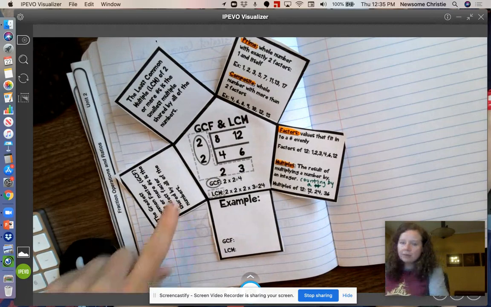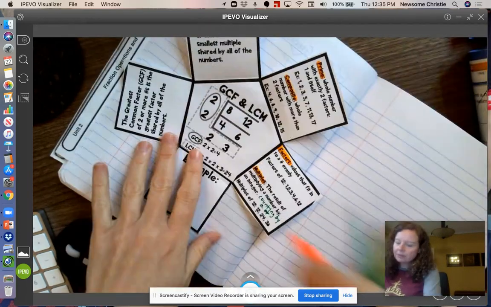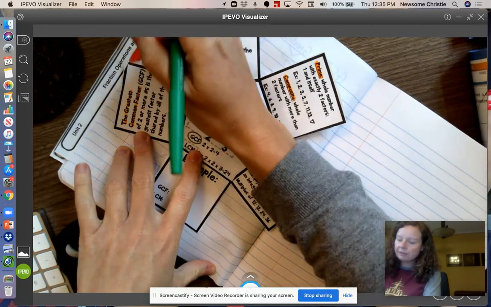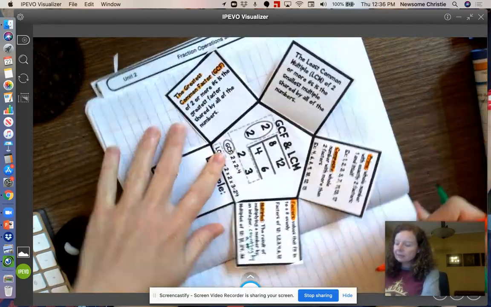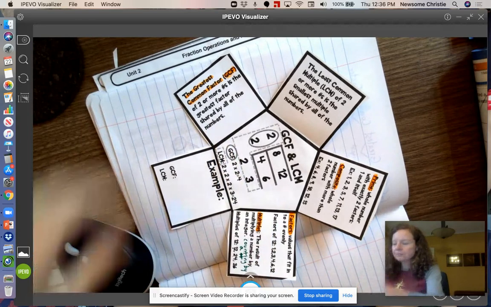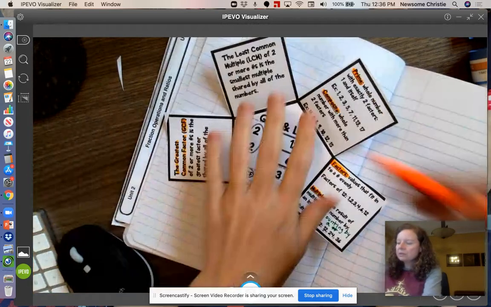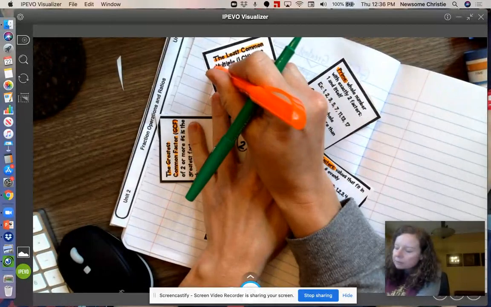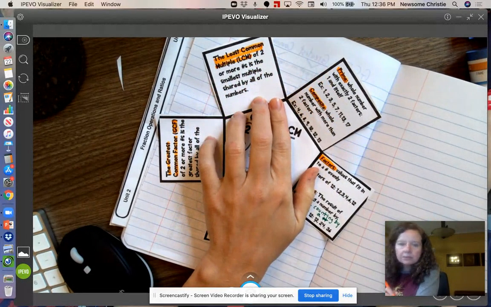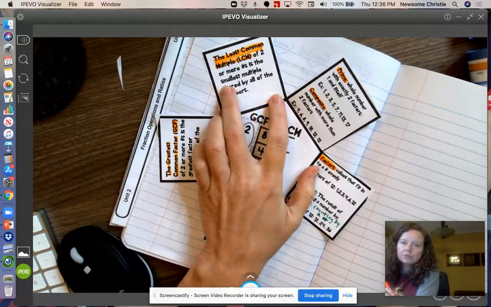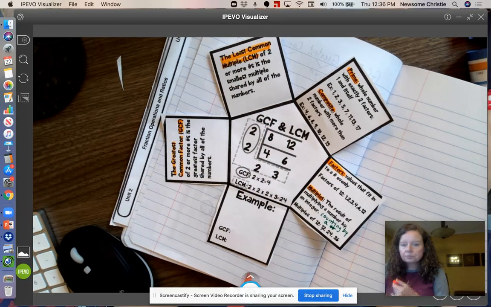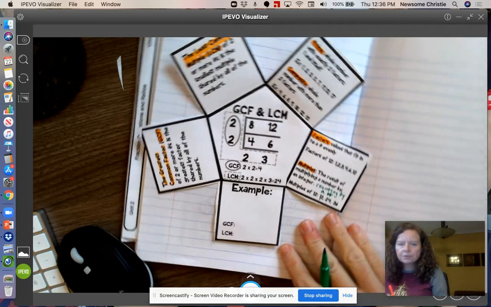So we also yesterday, if we kind of spin this around, talked about the greatest common factor, or the GCF. And this is the greatest factor shared by all of the numbers. And then today, the new thing is least common multiple. Okay, this is the new part today. So the least common multiple of two or more numbers is the smallest multiple shared by all the numbers. And so we're going to do two examples.